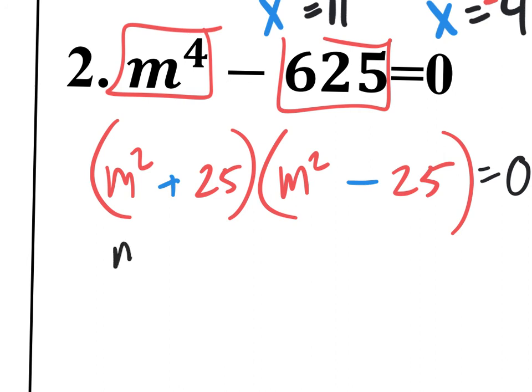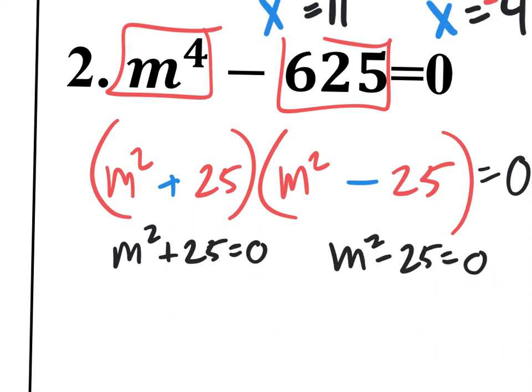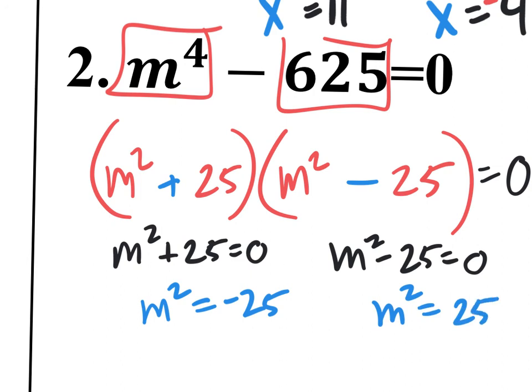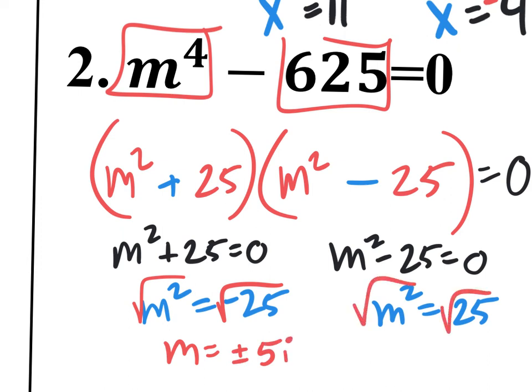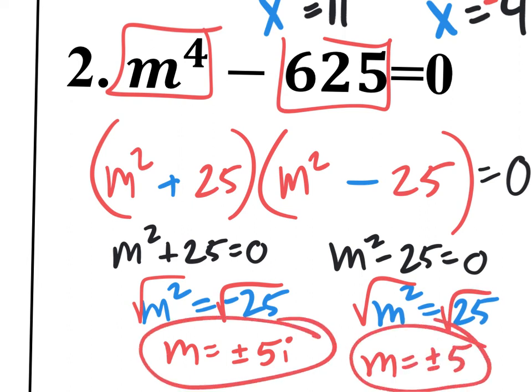Now we're going to split and solve. M squared plus 25 equals 0. M squared minus 25 equals 0. So you're going to have an m squared equaling negative 25. You're going to have an m squared equaling positive 25. Sorry, I didn't show my work there. Just get rid of those 25s, move them to the other side. Now we're going to square root. We'll have m equals plus or minus 5i. That's 2 imaginary answers. Square root, m equals plus or minus 5. You have 2 real answers, 2 imaginary answers. That is a total of 4 answers, which is appropriate because it is a 4th degree equation.